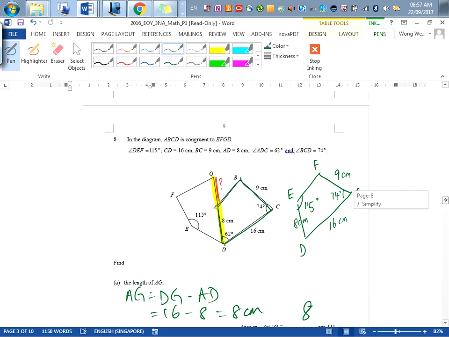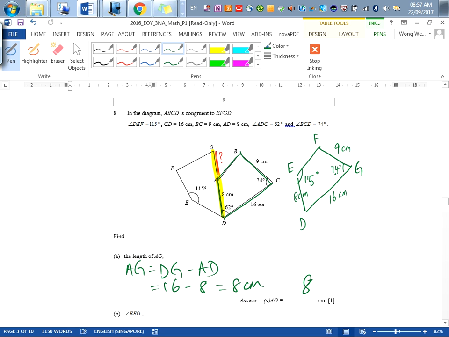I hope you see the usefulness of drawing them side by side in the same orientation. We will use this skill for all congruency questions. We use this skill for all similarity questions also.